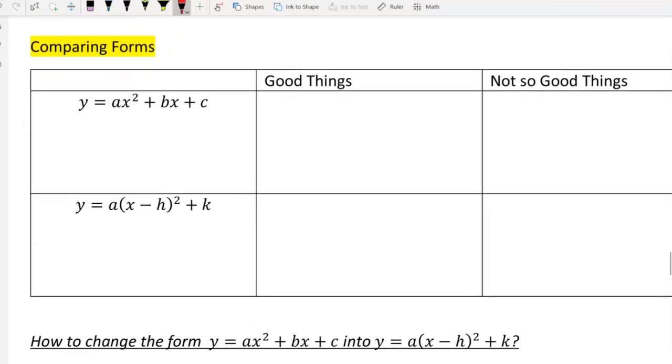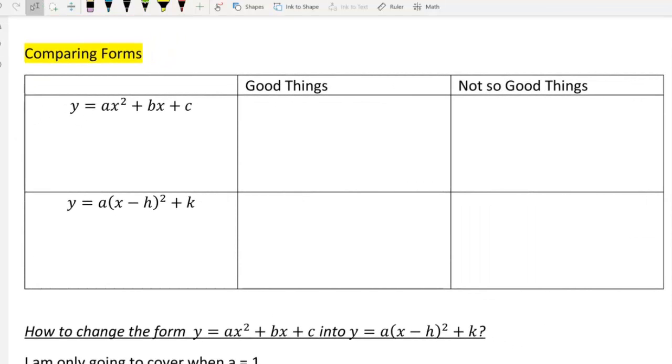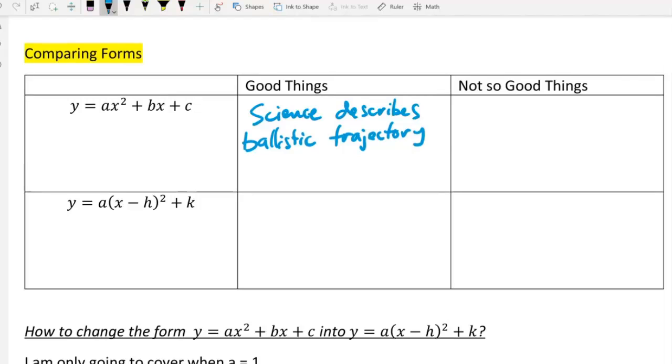Each of the forms we've discussed has pros and cons, good things and bad things about them. The good thing about standard form is it's used in science to describe ballistic trajectories. A ballistic trajectory is the path that an object takes when it's thrown or fired through the air. A not so good thing: where's the vertex? It's hard to tell.